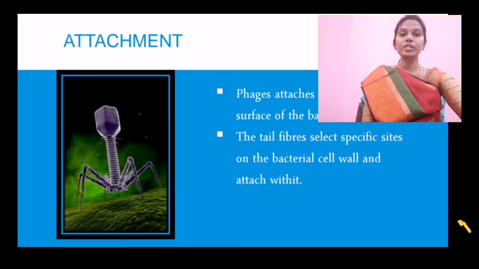The first stage is attachment of the bacteriophage on the bacterial cell wall. When the phage and the bacterium come close together by random collision, the phage attaches itself to the surface of the bacterium. The tail fibers present in the phage, that is in the end plate, select the specific site on the bacterial cell wall and attach with it.